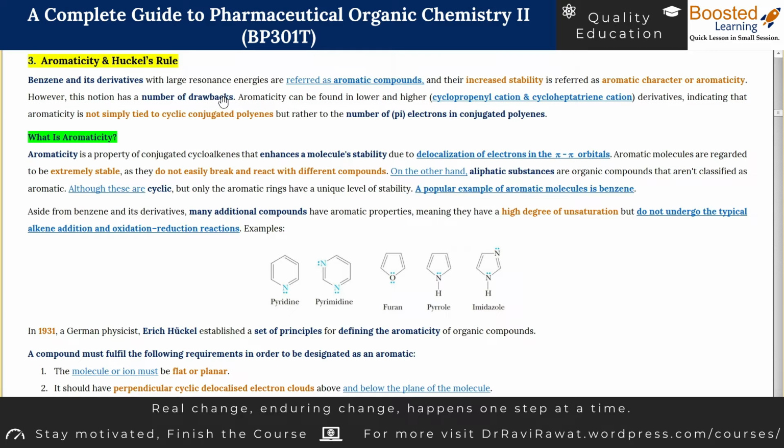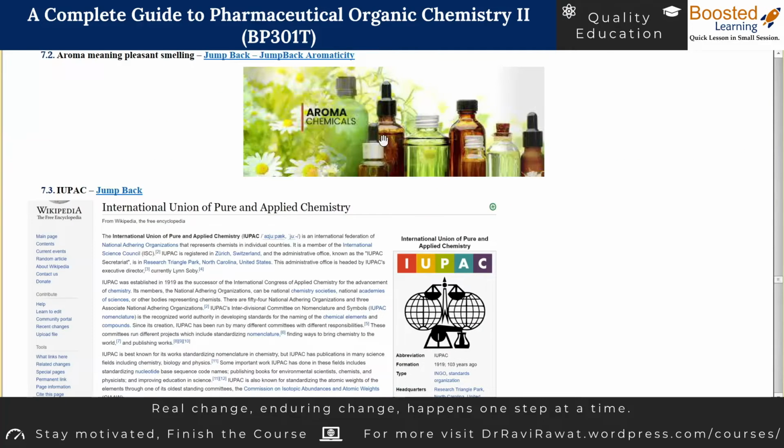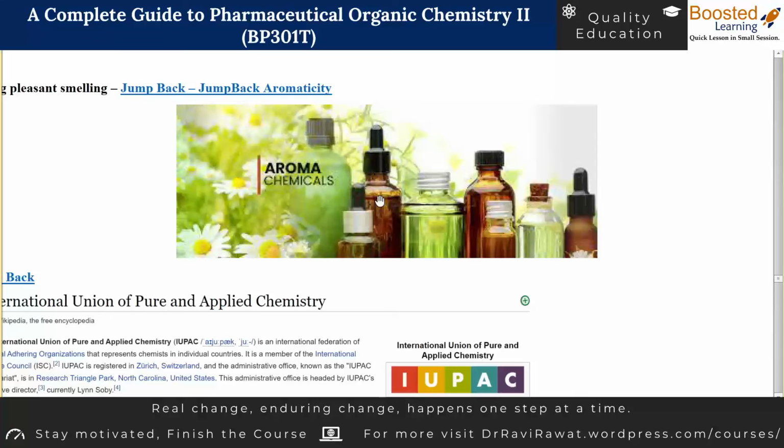And in this session, we are going to start a new topic, which is on aromaticity and Huckel's rule. So benzene and its derivatives were referred to as aromatic compounds. The term was based on the word aroma. Aroma means having smell. So that is why benzene and its derivatives, which were found to have characteristic smell, were termed as the aromatic compounds.